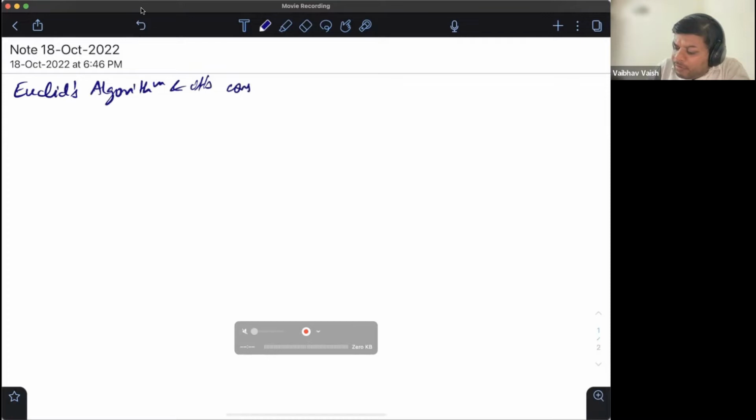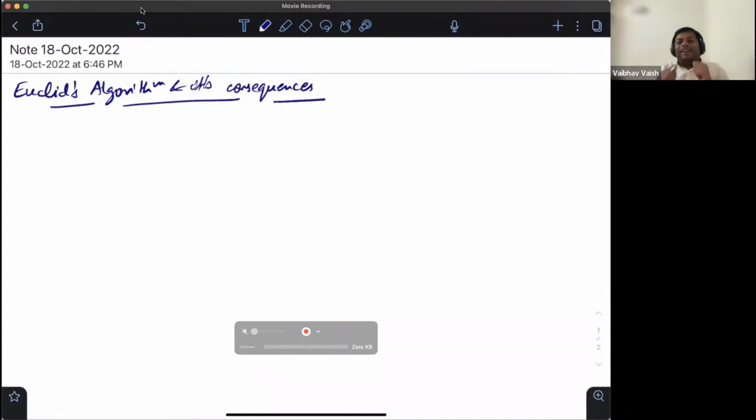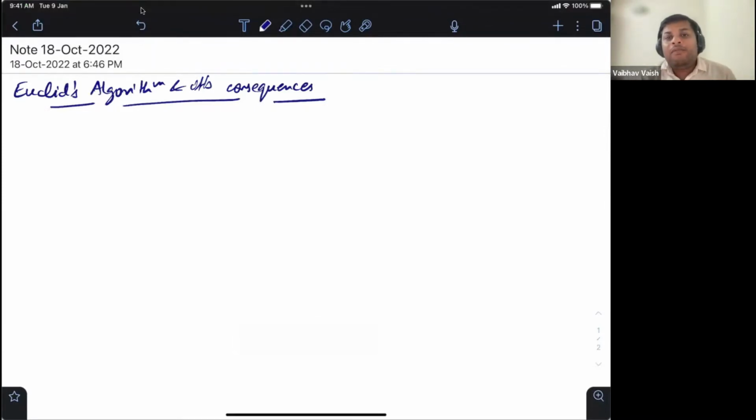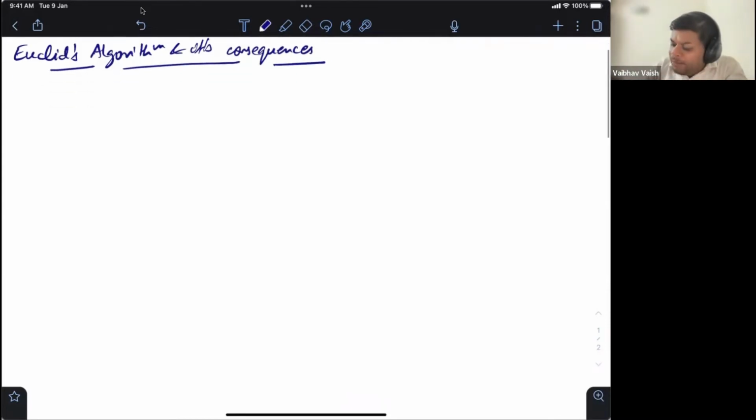Now, I'm assuming people are centrally interested in IOQM, which means that there should be some command in problem solving, which is what I thought I will focus on. But before that, I'll just have a very small bit of theory, so that we firmly place ourselves with respect to notations and the ideas we are talking about. So what is Euclid's algorithm?